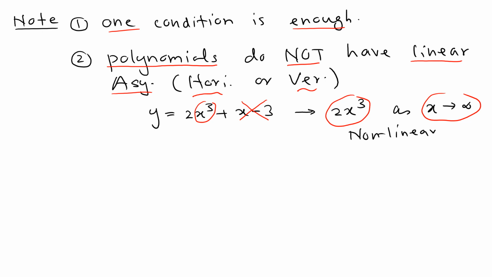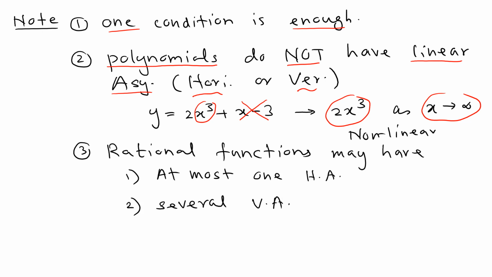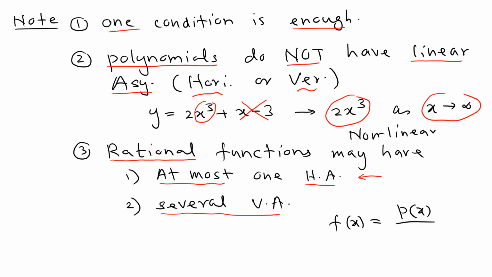So let's look at the next one, number 3. This is about rational functions, and it is an important fact. It says that a rational function may have at most one horizontal asymptote, though there may be multiple vertical asymptotes. The important part is that there can be only one horizontal asymptote. You know how to write a rational function: it is any function that you can write as a ratio of two polynomials. If you divide two polynomials, you get what they call a rational function. And the rational function can have at most one horizontal asymptote.